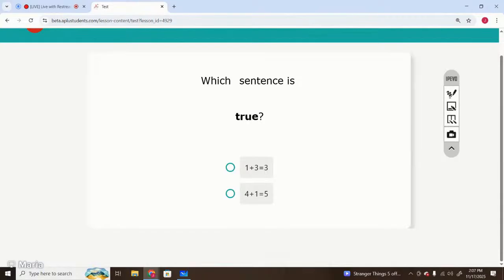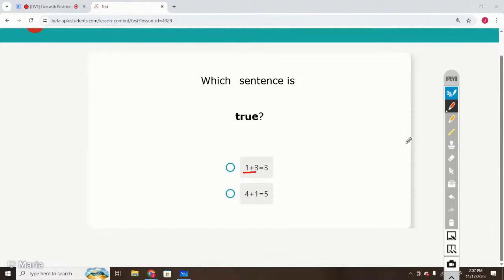Which sentence is true? So we are given two of the sentences. That is 1 plus 3 equals 4 and 4 plus 1 equals 5. So let's just add 1 plus 3. 1, 1, 2, 3. Now count them together. 1, 2, 3, 4. So that is 4, but 4 is not equal to 3. False it is, right? Now add the other side.